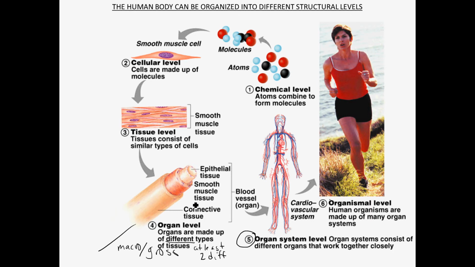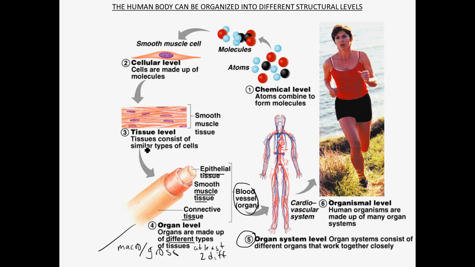So the example that they give you here as an organ is a blood vessel, and it's going to be made up of connective tissue. It's going to be made up of smooth muscle tissue and then epithelial tissue. So these are three different tissue types. So it begs the question, what is a tissue?